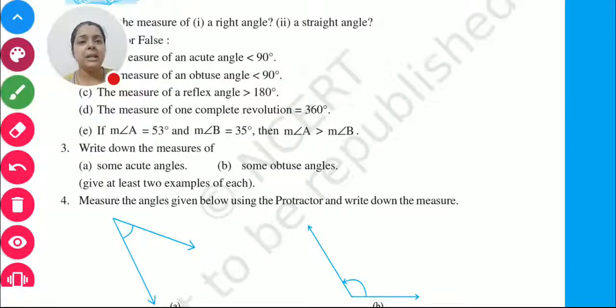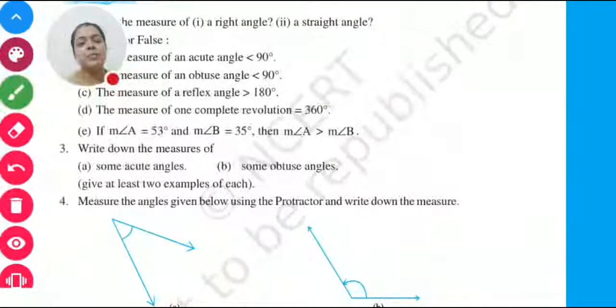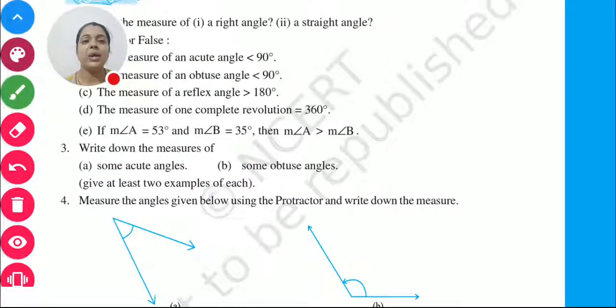Coming to number B. Some obtuse angle means more than 90 and less than 180. So what is more than 90? We find more than 90 is 95, 185, 200. No, 200 is more than 180 degree. So it will not be, right? So we have to write the angle which is more than 90 and less than 180 degree. So you are just supposed to write down the examples. Write down the names, nothing else.